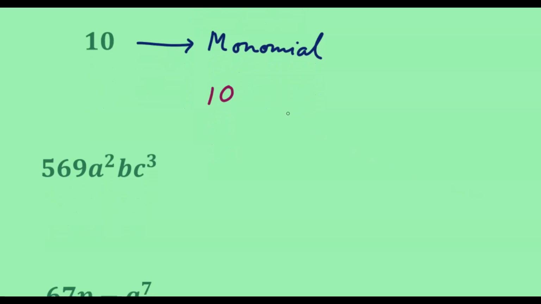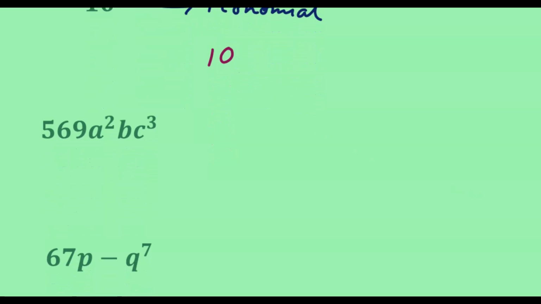Let us have a look at the next one. The next polynomial is 569 a squared b c cubed. Let us consider what the terms are. Now this polynomial has only one term, which is 569 a squared b c cubed. Since this polynomial has only one term, we classify it as a monomial.